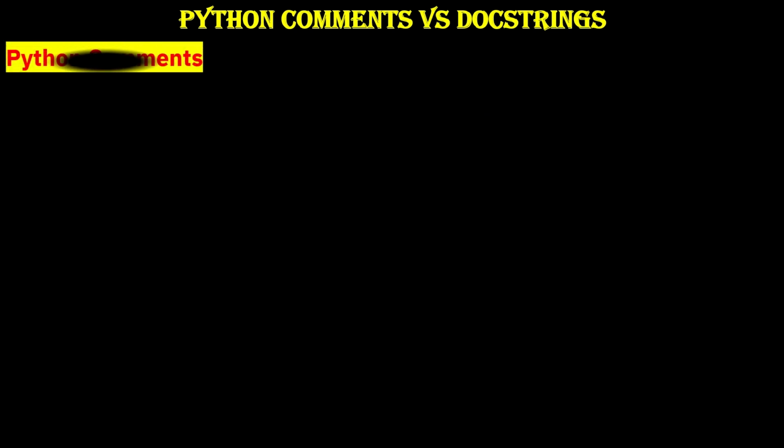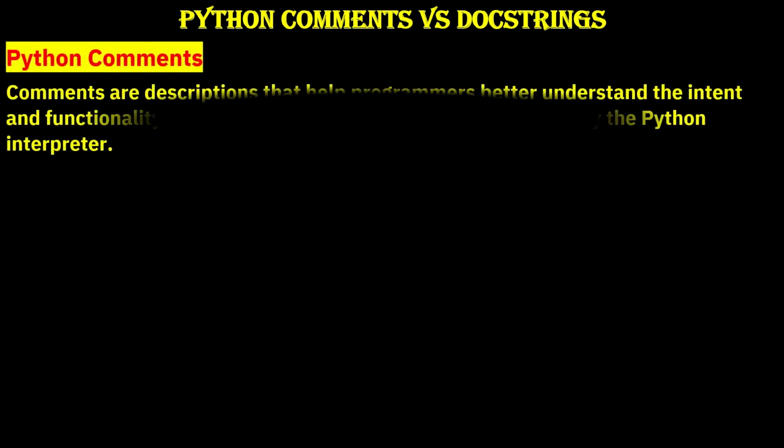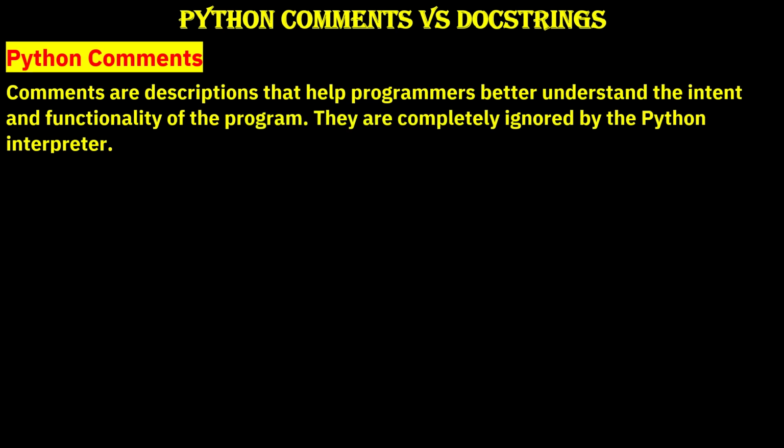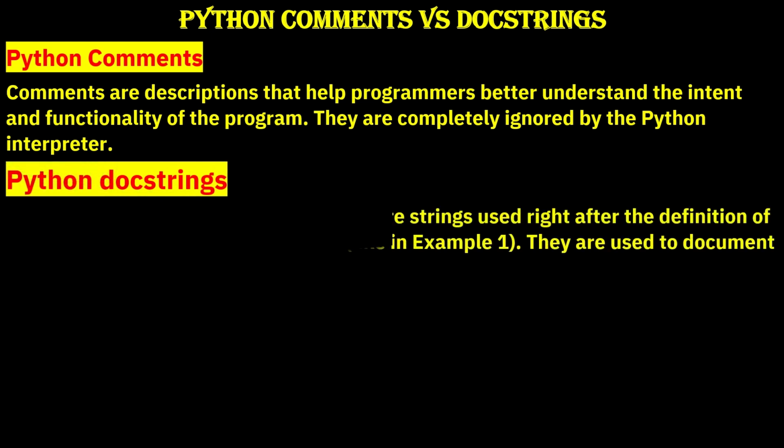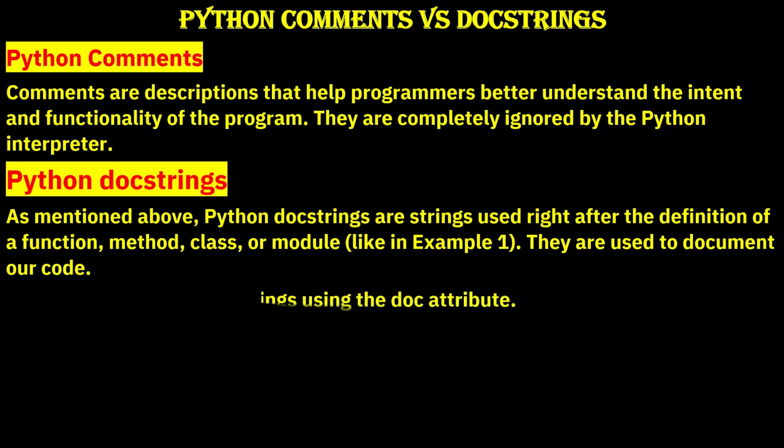Python comments versus docstrings. Python comments: comments are descriptions that help programmers better understand the intent and functionality of the program. They are completely ignored by the Python interpreter. Python docstrings: as mentioned above, Python docstrings are strings used right after the definition of a function, method, class, or module, like in example 1. They are used to document our code. We can access these docstrings using the __doc__ attribute.